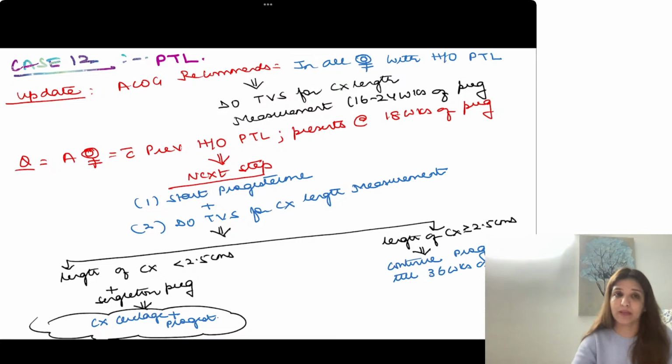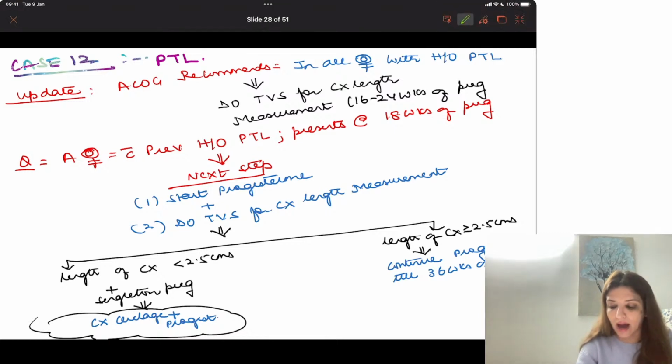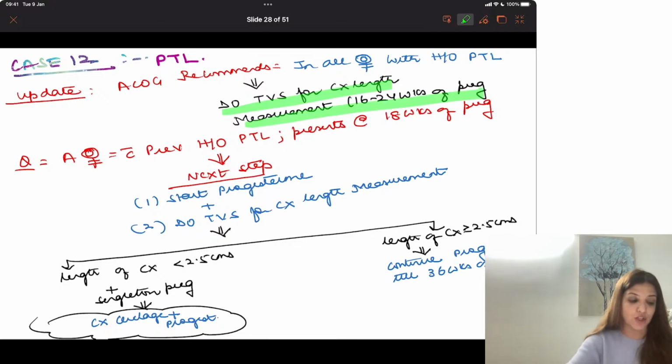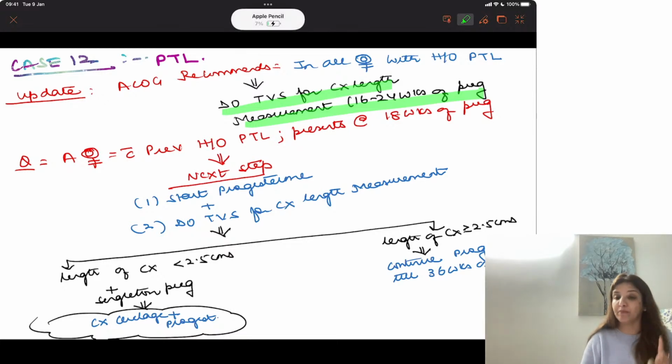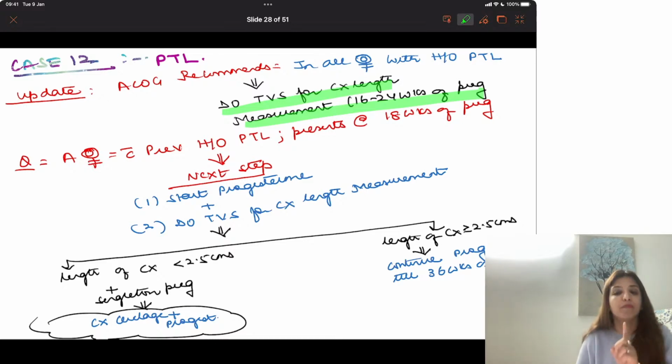Then comes preterm labor. This is the next case. In preterm labor, an important update is that ACOG recommends that in all pregnant females with history of preterm labor, you have to do a TVS for cervical length measurement between 16 to 24 weeks of pregnancy. Right? So this is a very, very important update that in all pregnant females with previous history of preterm labor, you have to do a TVS between 16 to 24 weeks of pregnancy.